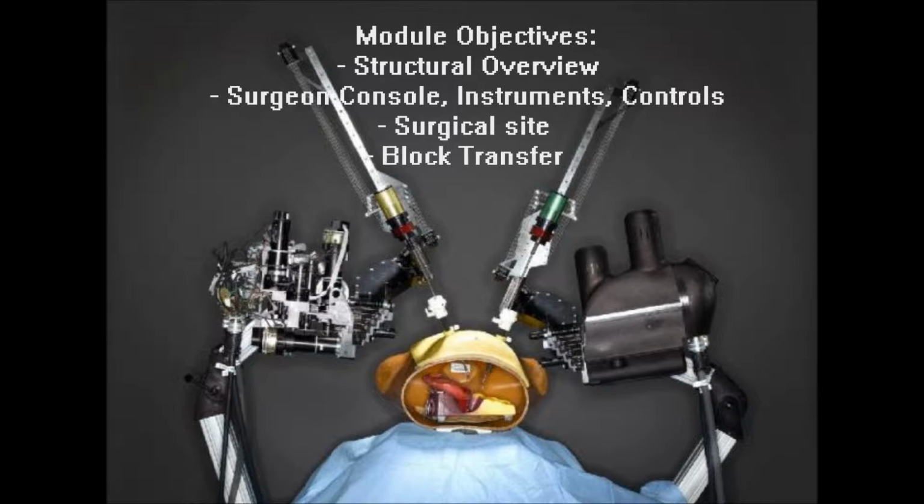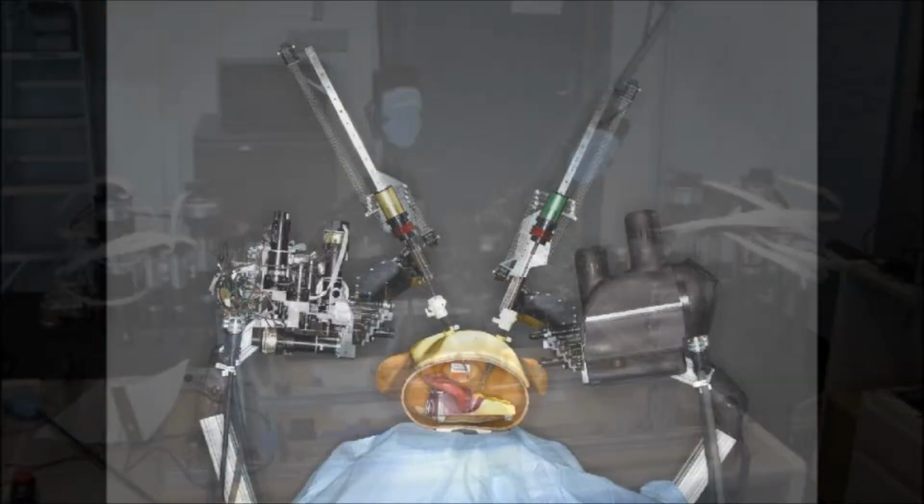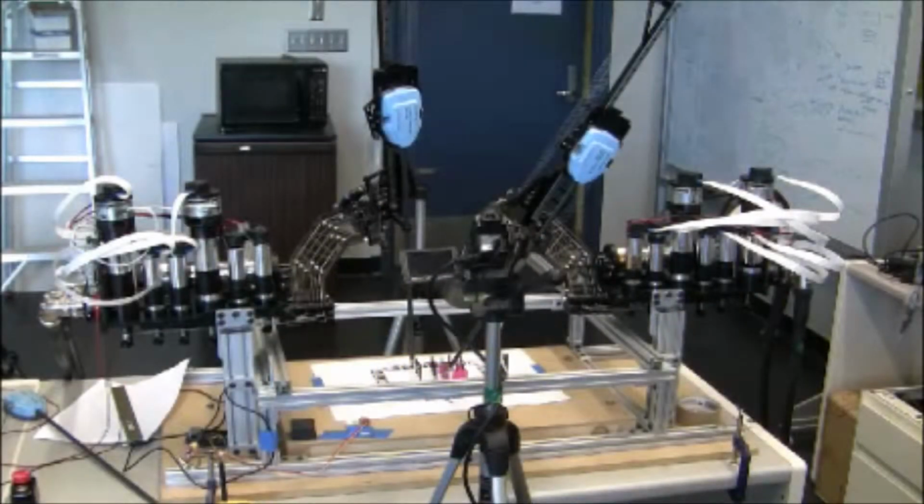The goals of the module are to familiarize you with the overall structure of the Raven, as well as the detail and function of the various components. Let's begin your training with an overview of the structure of the Raven robot. Keep in mind that the simulation set up in the laboratory that you see here is more rudimentary than you might find in an OR to allow for repeated and multifactorial research trials.